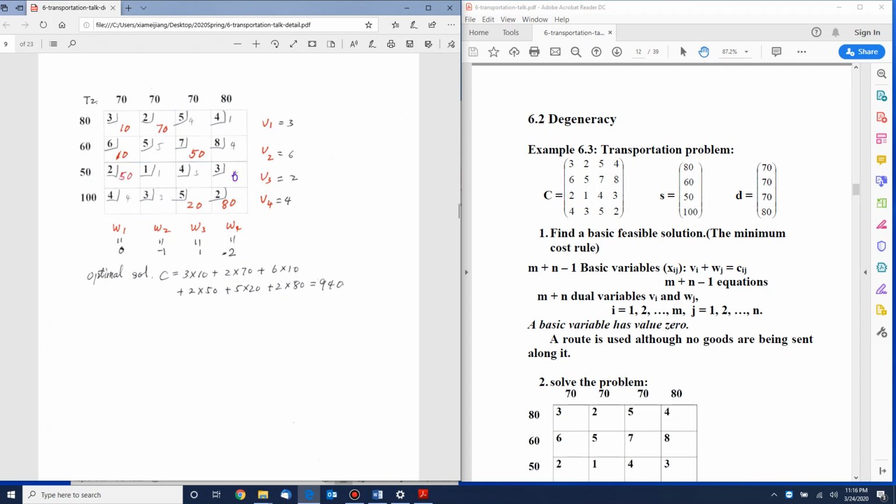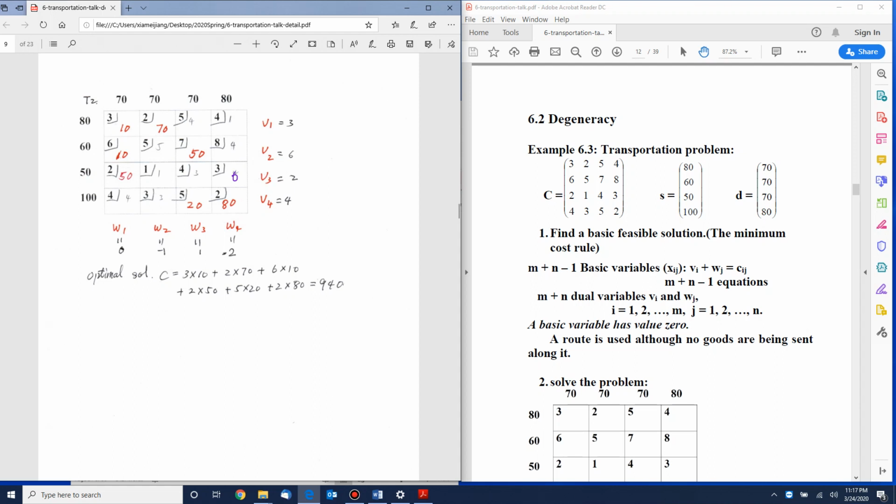Okay, here we have to work on that. That's 0. So 0 minus 3 and 4 minus 4, 3 minus 3. You could see none of them is positive, right? So in this way, we reach the optimal solution. When we calculate those basic variables, x11, x12, x21, x23, x31, x43, x44, we got the cost totally as 940. So in this way, we solved this problem.